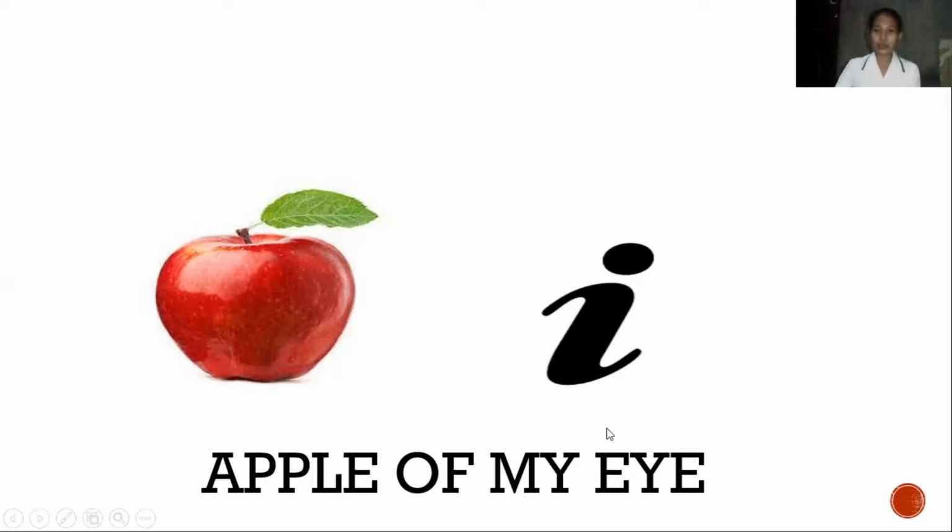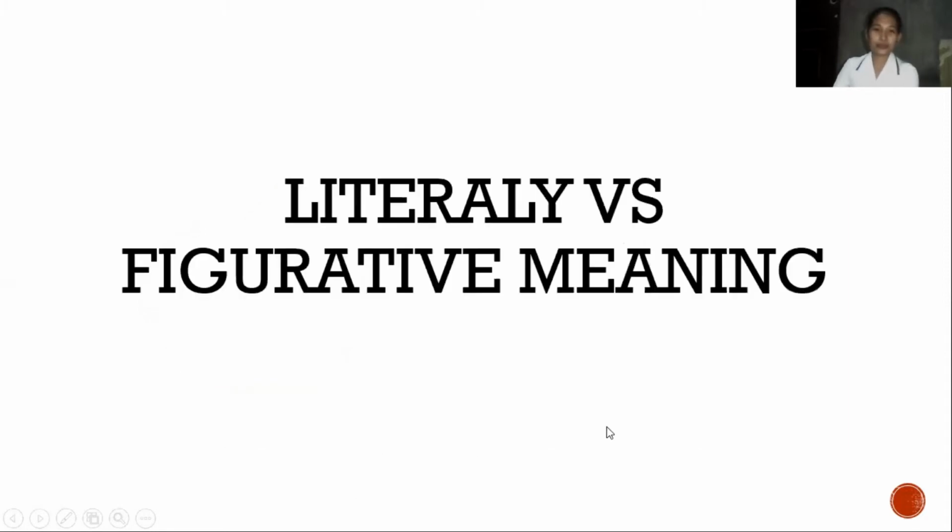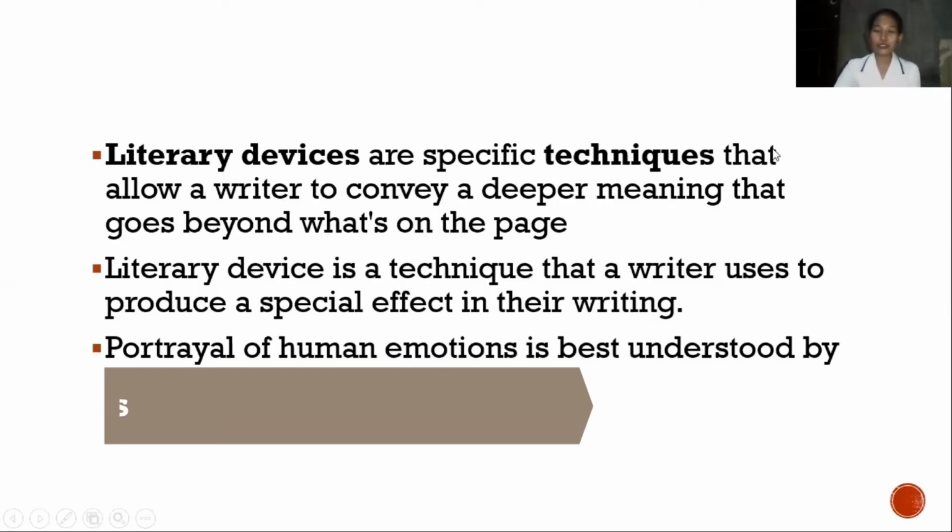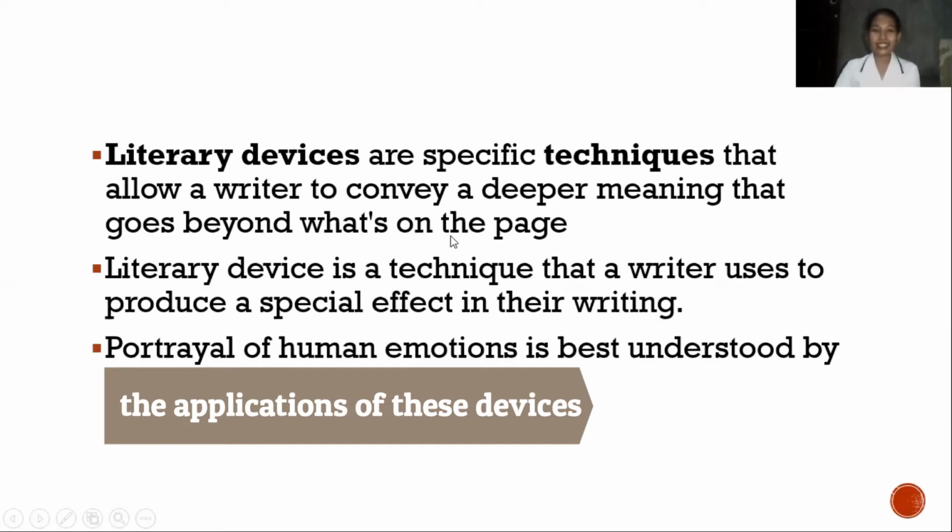Okay. Now, let's proceed to our discussion. Our discussion is all about literary devices. So who among you knows what literary devices are? What is the meaning of literary devices? Okay, Anna. Very good. Literary devices are specific techniques that allow a writer to convey a deeper meaning that goes beyond what's on the page. A literary device is a technique that a writer uses to produce a special effect in their writing. And the portrayal of human emotions is best understood by the application of these devices. So literary devices are really a good technique. It is a technique of a writer in expressing himself or herself in making literature.